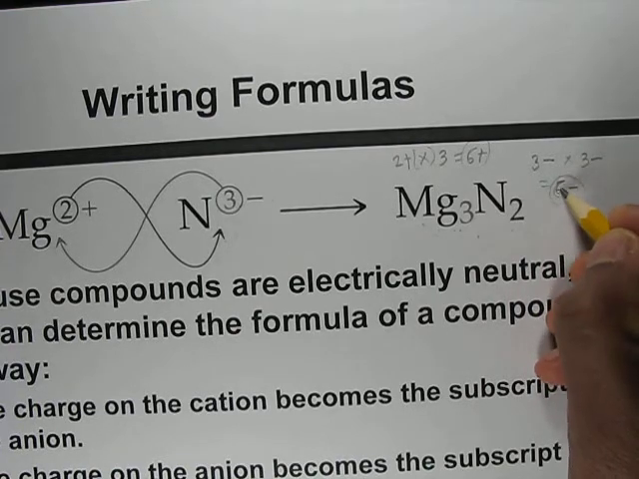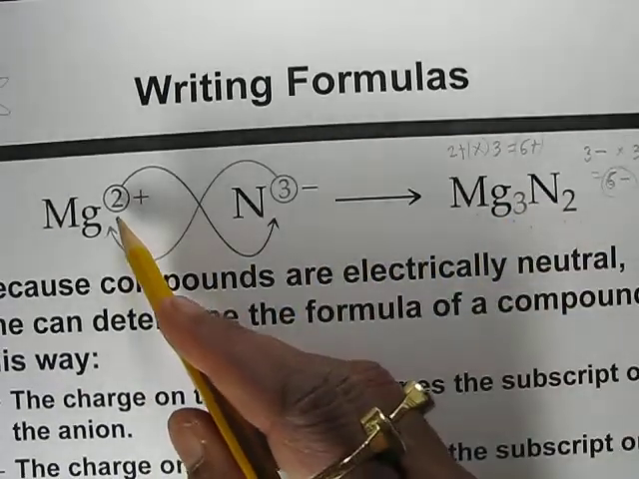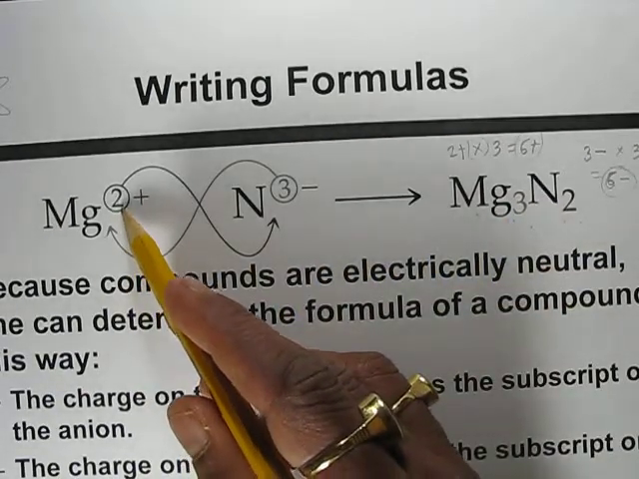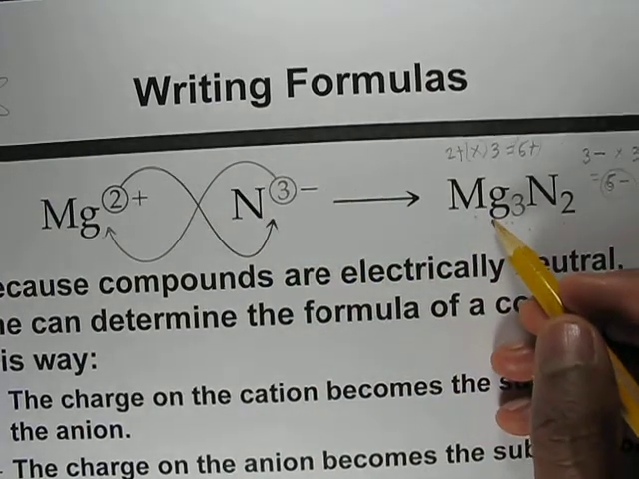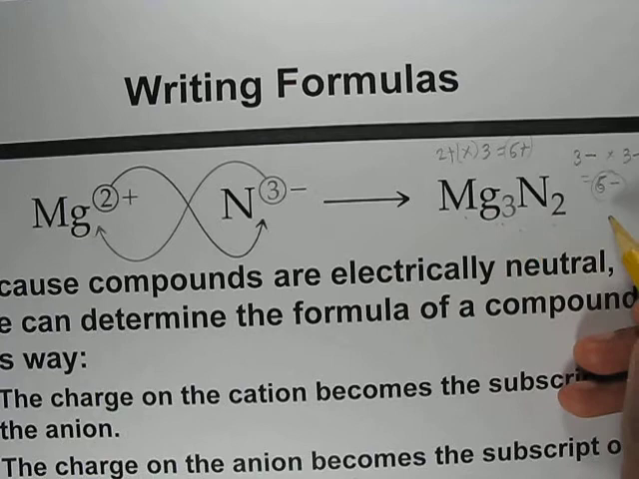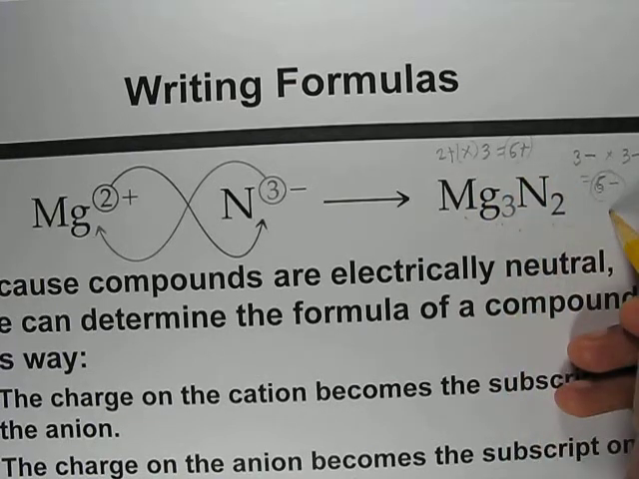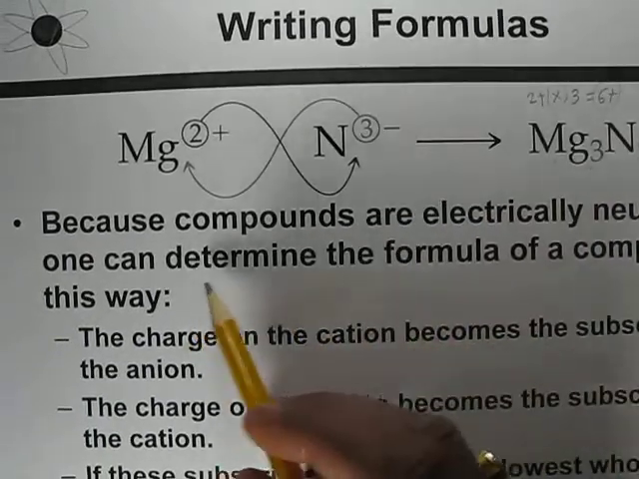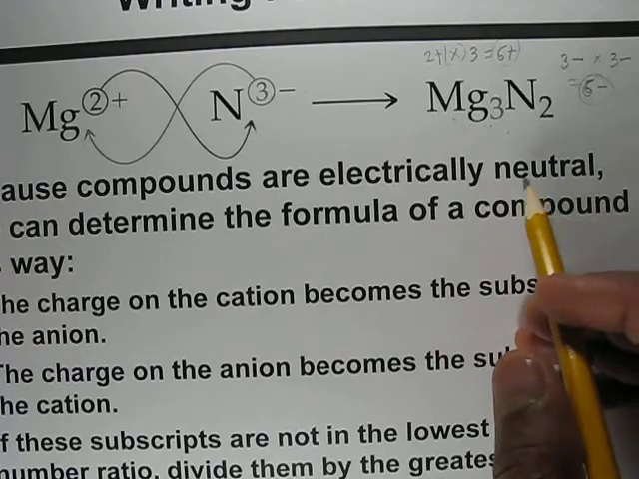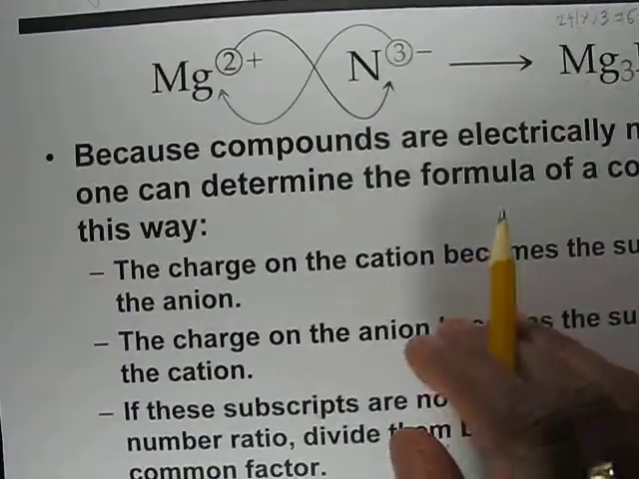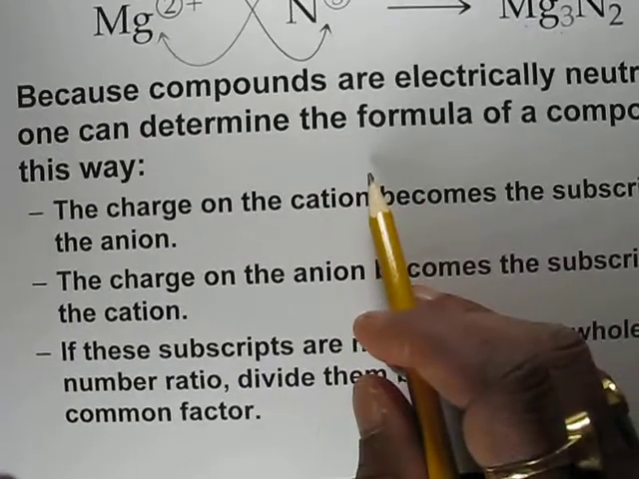So now you can see by writing their charge values as a subscript, we are balancing their charges also, and we are neutralizing their charges. So plus 6 will be balanced by minus 6, like this. Because compounds are electrically neutral, this is why we did it, because we have to make them neutral. One can determine the formula of a compound this way.